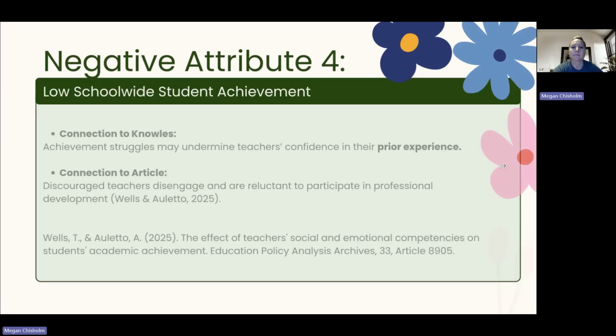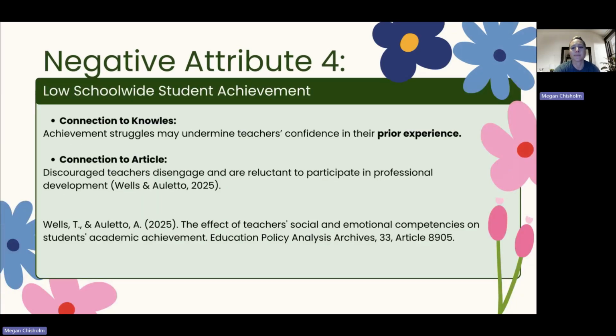Attribute number 4 is low school-wide student achievement. So overall, we do have low student achievement, and we kind of have the haves and the have-nots. And so we're trying to bridge those gaps for students in low SES households in a very rural setting. We're all kind of spread out from each other, so it's hard to know at times just how serious the needs are in some of the households among our students.